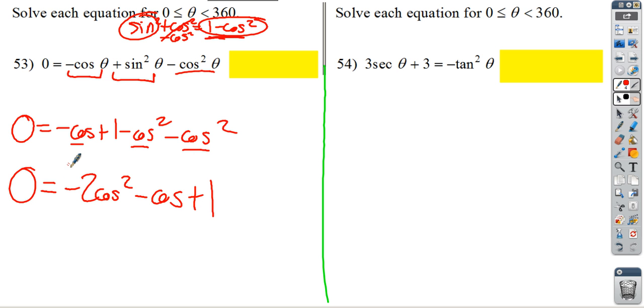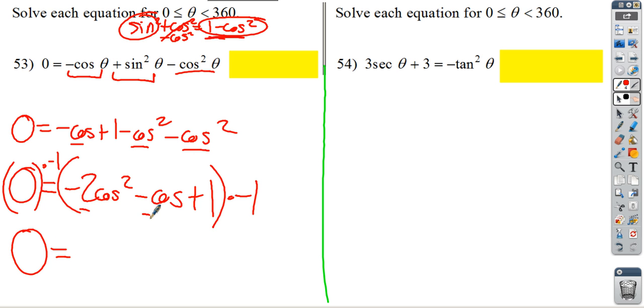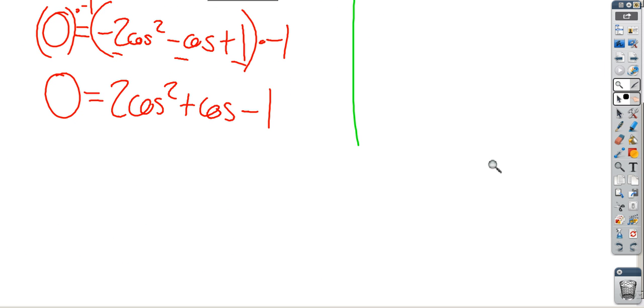And I'm going to multiply everything by negative 1 because it's easier when that first term is positive. So 0 times negative 1 is still 0. And then everything in here times negative 1, that's just going to reverse all the signs. Not sign like S-I-N-E, but sign like positive and negative. This chapter is filled with bad puns.